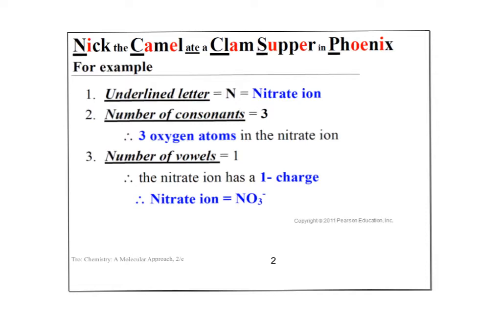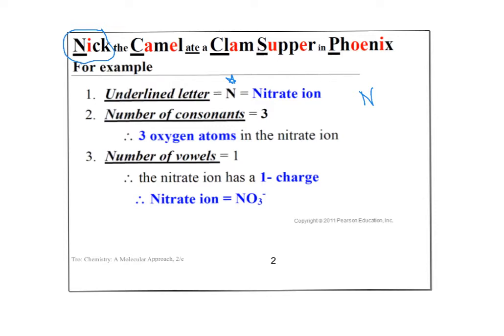So let's see how this works. Nick the Camel ate a clam supper in Phoenix. So let's say we want to figure out nitrate. We're going to use Nick. Okay, so the first letter is N. So that's going to be my start. Okay, so we have nitrogen for nitrate.